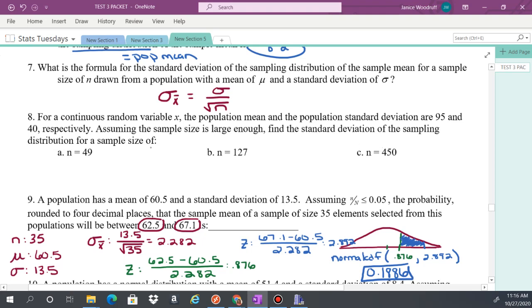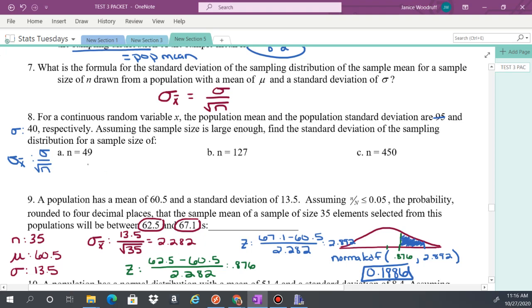So we're going to be using the formula for the standard deviation of x bar, which is going to be the standard deviation of the population over the square root of the sample size. Okay, so we don't need the 95, we need the 40. 40 is going to be the standard deviation of the population. That's going to be the numerator in all of these calculations. The denominator is what is changing, okay?